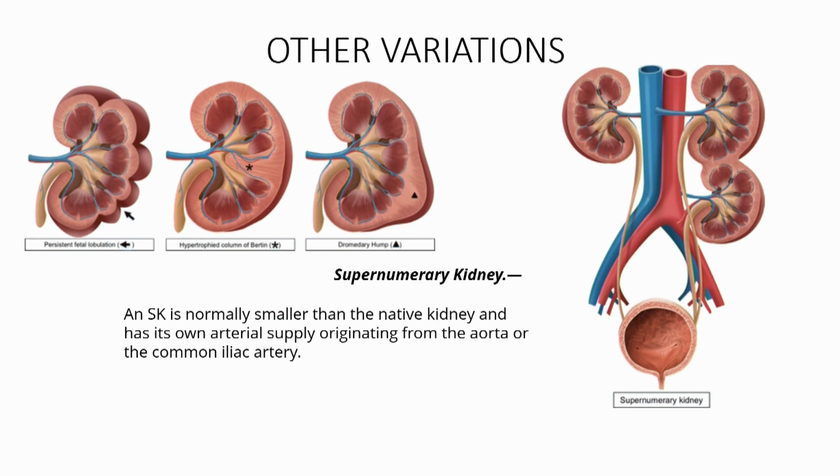Other variations which are seen are persistent fetal lobulations, hypertrophied column of Bertini, wherein the cortex hypertrophies and dips down into the medulla, and dromedary hump. When more than one kidney is found in the body, it is termed as supernumerary kidney. A supernumerary kidney is normally smaller than the native kidney, and it has its own arterial supply originating from the aorta or common iliac artery.